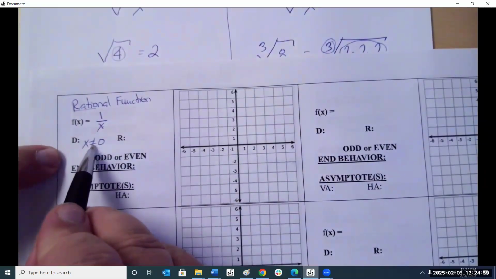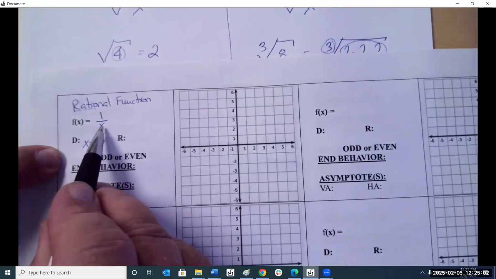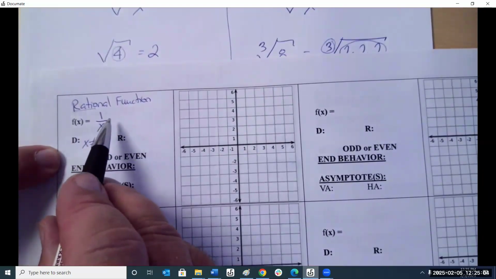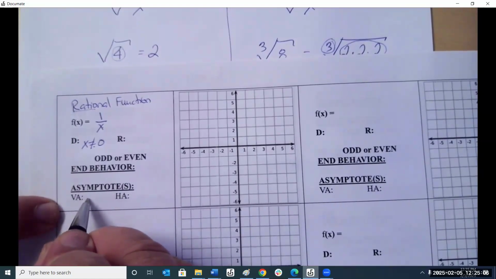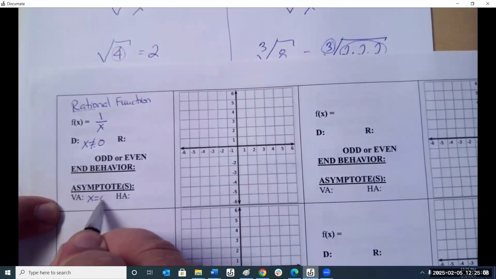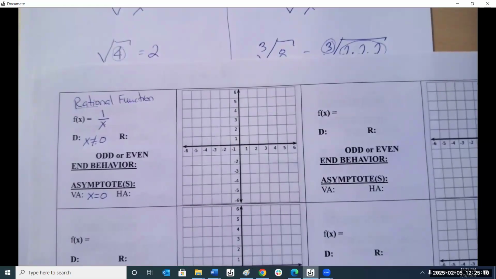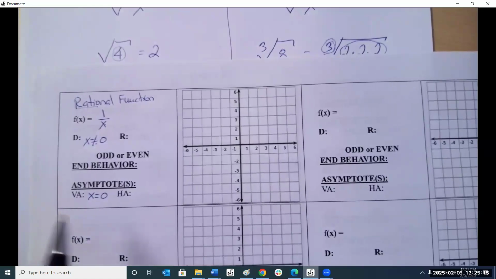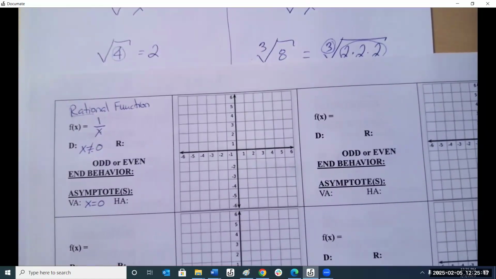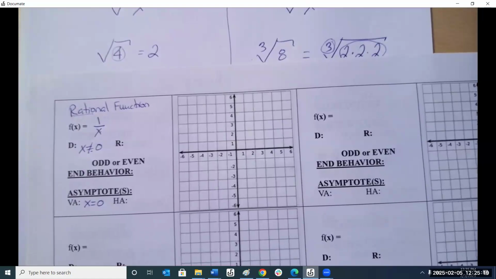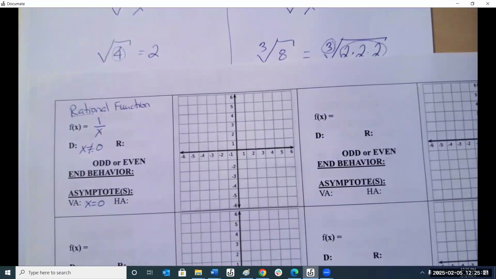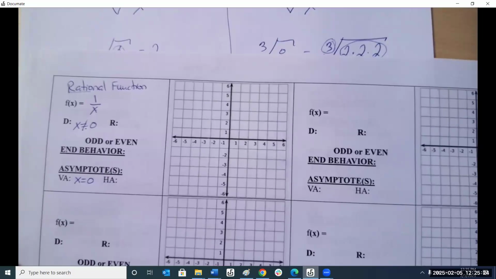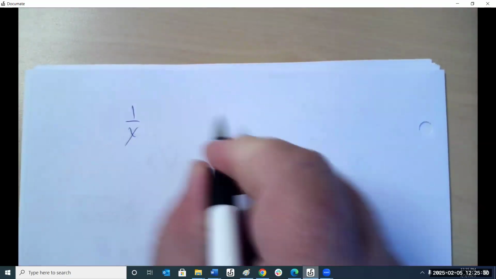Since we cannot use 0, what does it do to our function? It makes it undefined. We've just defined our vertical asymptote. It occurs at x equals 0. A vertical asymptote is where x values make the function undefined. That's an asymptote. So now we have to look at 1 over x.